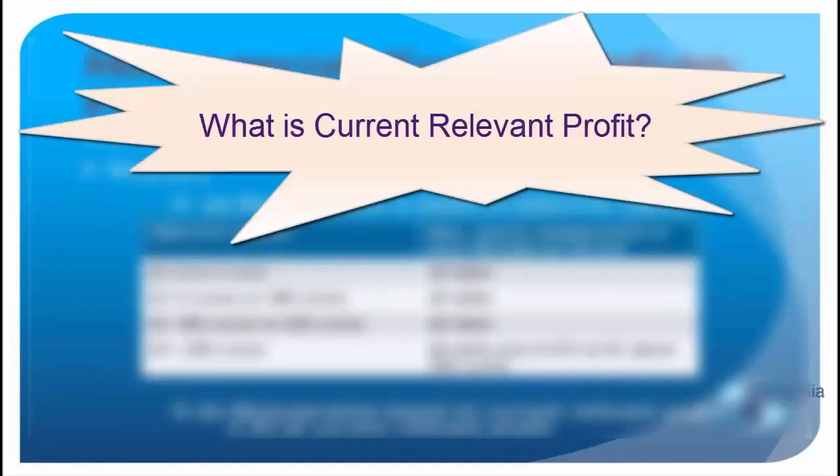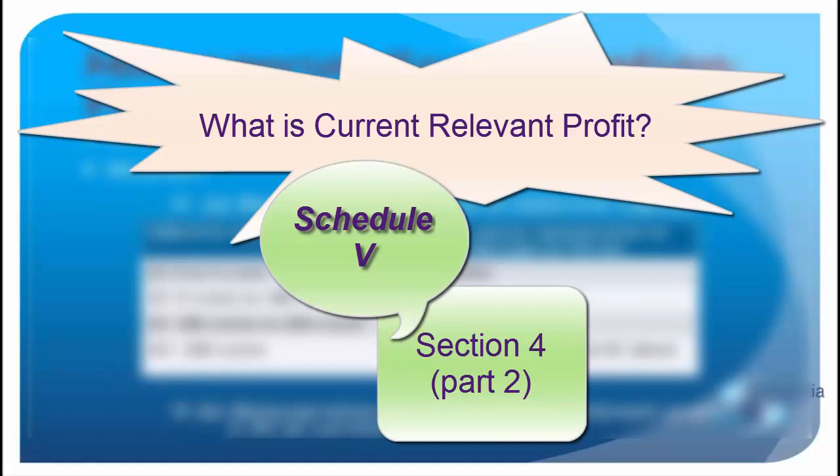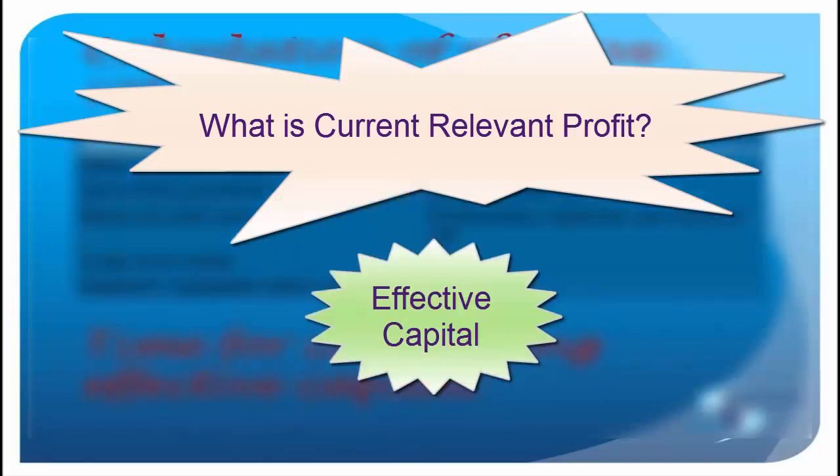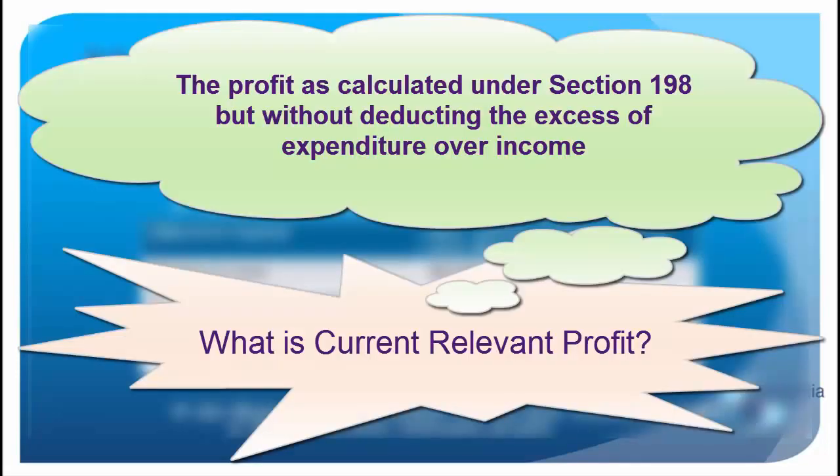Now, one more thing. What is current relevant profit? Section 4 of Part 2 of Schedule 5 actually gives all the definitions. From the definition only I picked up effective capital for you. For current relevant profit, there's no slab required. I'll just read out the definition for you once, the exact wording of the law, and then I'll explain it to you. Current relevant profit means the profit as calculated under section 198, but without deducting the excess of expenditure over income referred to in section 4 subsection 1 of section 198, in respect of those years during which the managerial person was not an employee, director or shareholder of the company or its holding or subsidiary company.